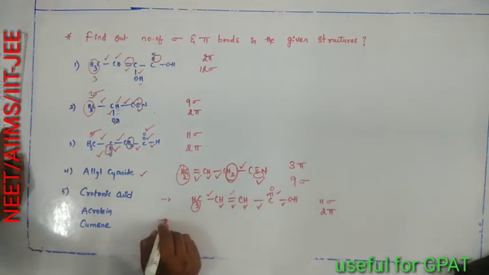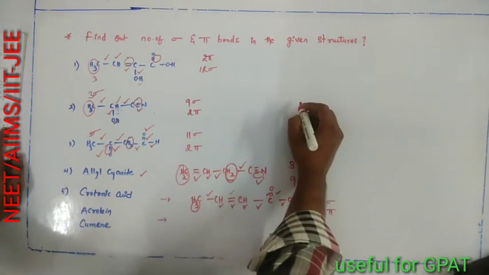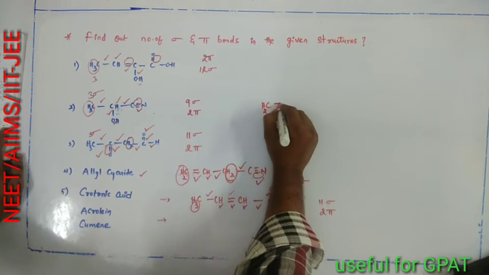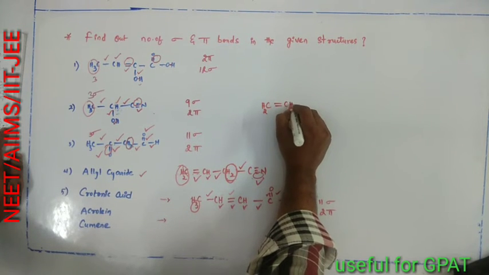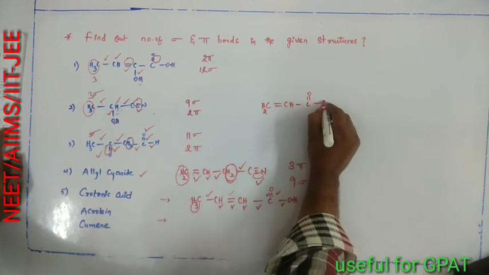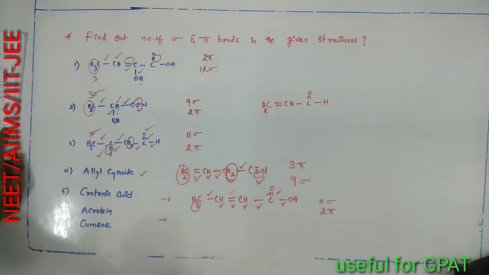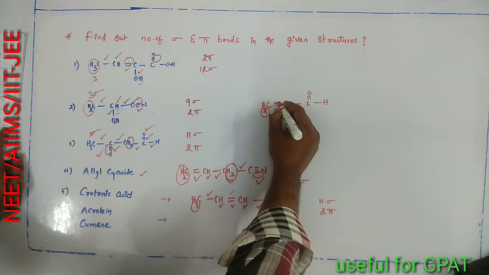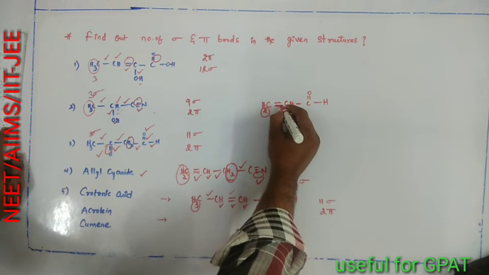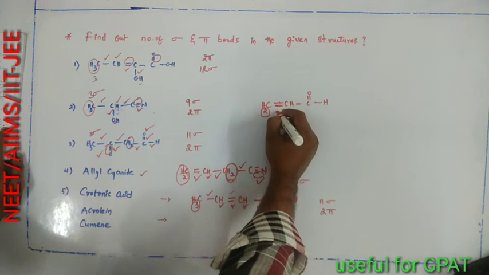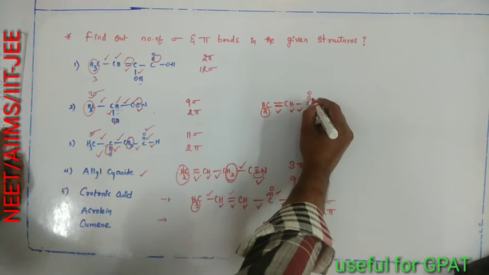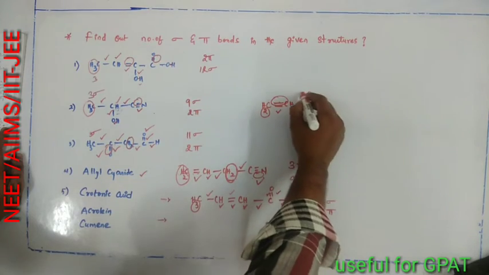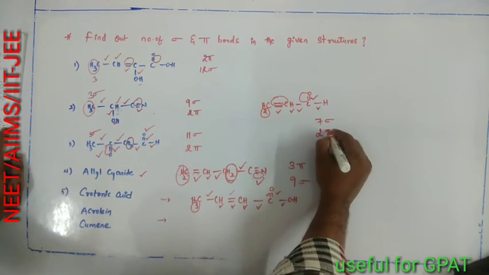Next, acrolein. The structure of acrolein is CH2 double bond CH, C double bond OH. This is the structure of acrolein. So here two sigma bonds. Between the carbon and carbon a double bond is there. In a double bond, one is a sigma bond and one is a pi bond. So 3, 4, 5, 6, 7. So 7 sigma bonds. Here one pi bond, here one more pi bond. So two pi bonds are present.